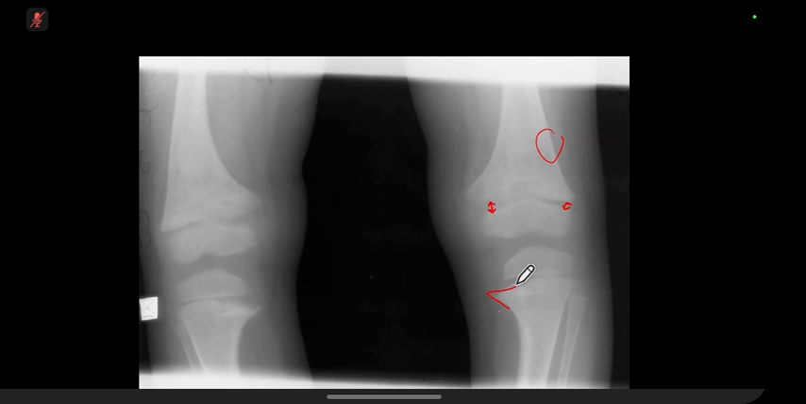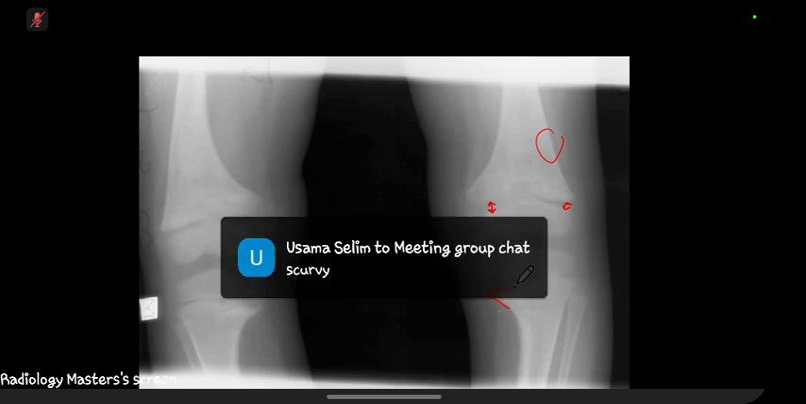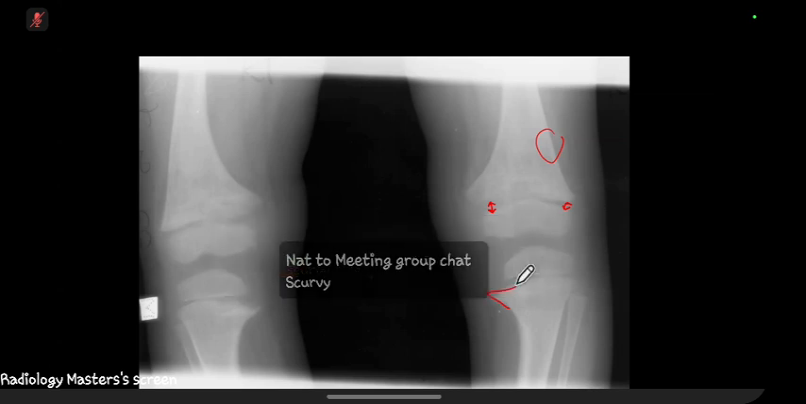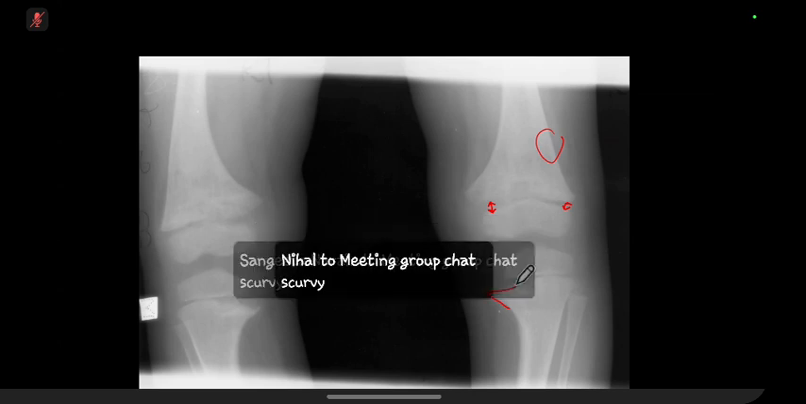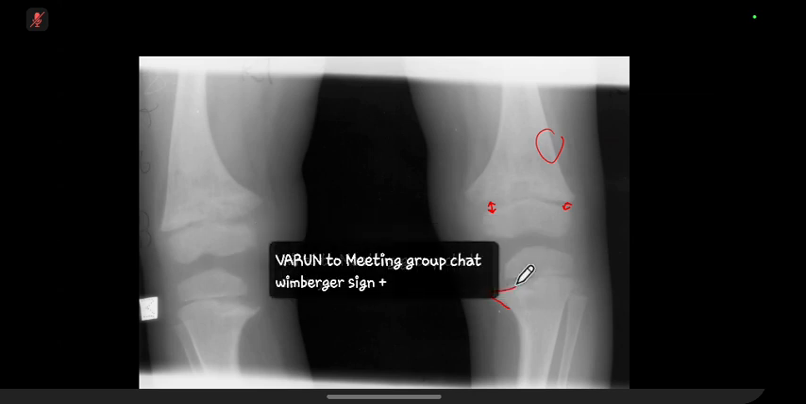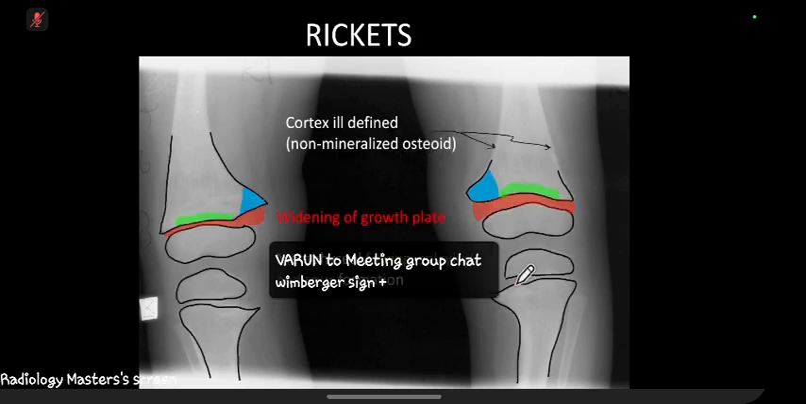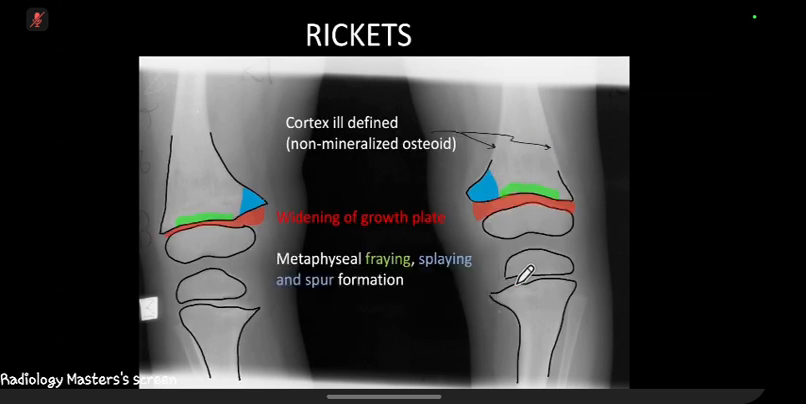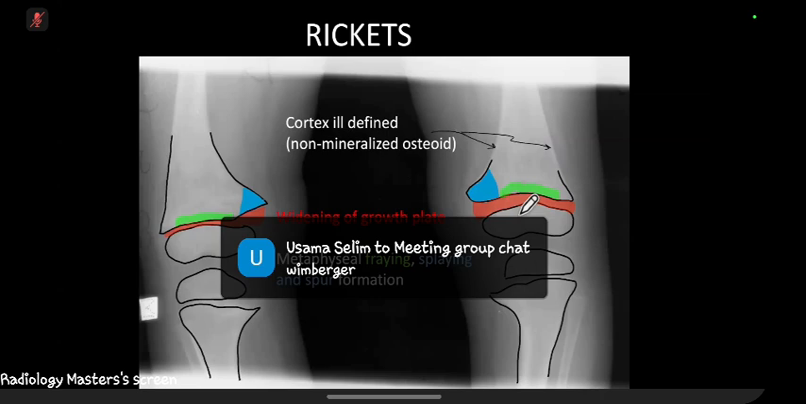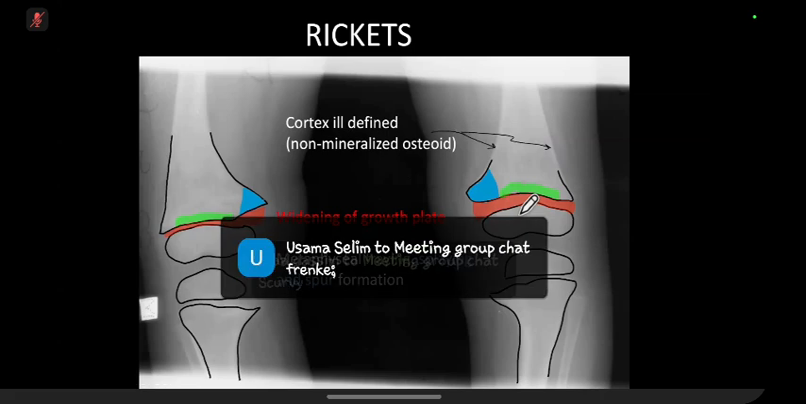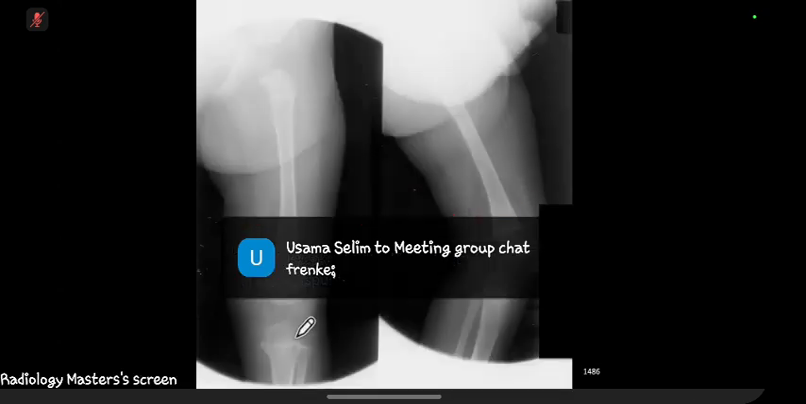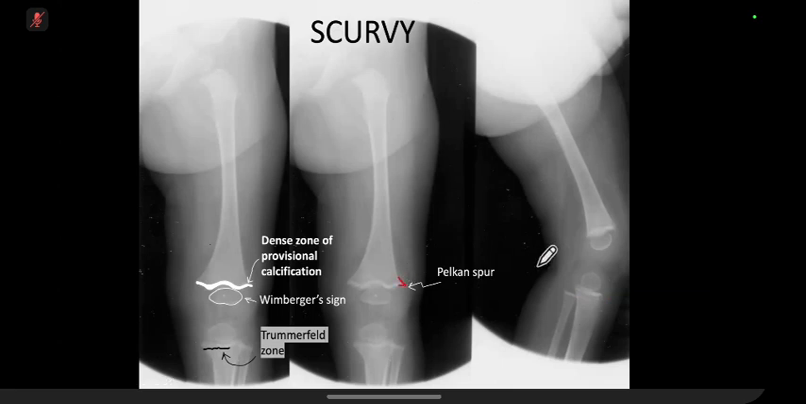And here is another patient with a different diagnosis, and you can see here that the patient has got a zone of provisional calcification. It's a rather dense zone. There's outline of the cortex called Wimberger's sign, and then in the proximal tibia you can see this lucency called the Trümmerfeld zone, and this is a patient who's got scurvy. Okay, they also get this Pelkan spur.